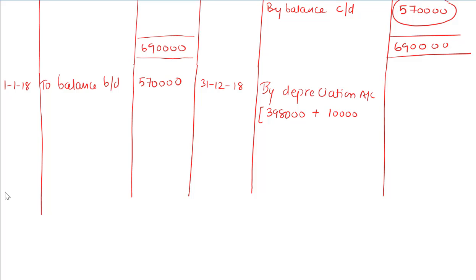3,98,000 plus 10,000 minus 8,000. Do it on your calculator, which is 4 lakhs. Again it is 4 lakhs. 4 lakhs multiplied by 0.3 is 1 lakh 20,000.